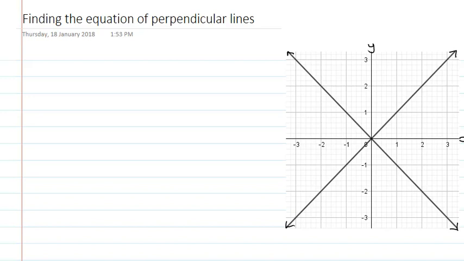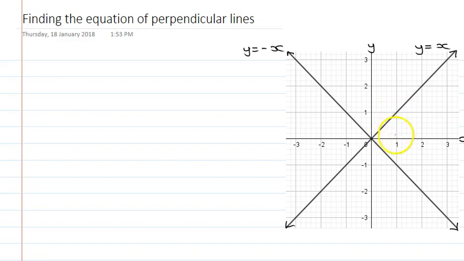So in this video we're going to look at finding equations of lines that are perpendicular to a particular line. As you can see here on my axes, I've got a line going in the positive direction and a line going in the negative direction. Now the equation of this line is actually y equals x, and the equation of this line is actually y equals negative x.